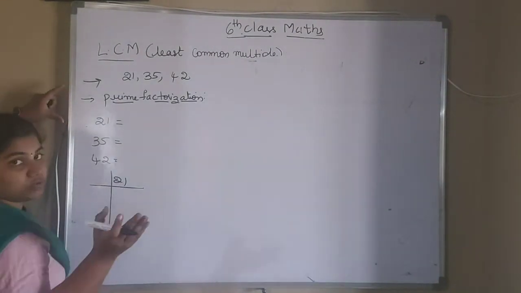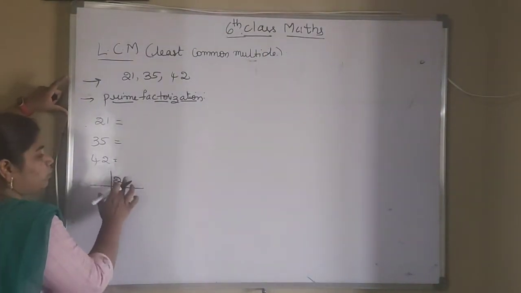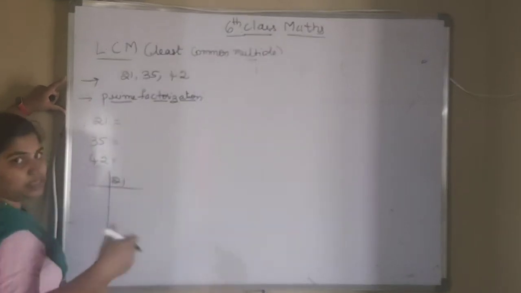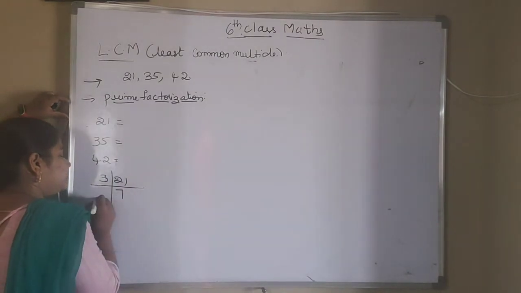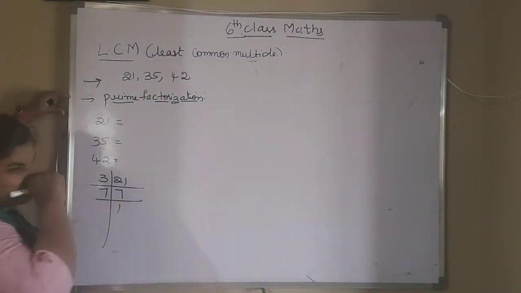We have to use the divisibility rules. What is the divisibility rule of 3? The sum of the digits should be divisible by 3. So 2 plus 1 will be 3, and 3 is divisible by 3. So I am taking the 3 table here. 3 7s are 21. 7 is a prime number. 7 1s are 7.